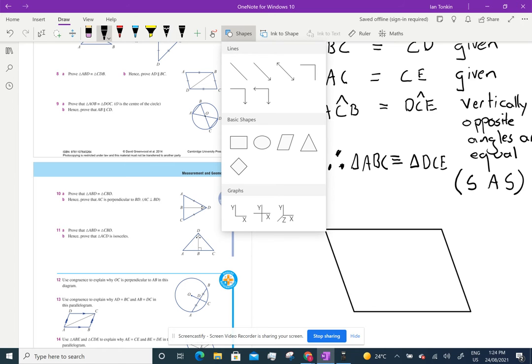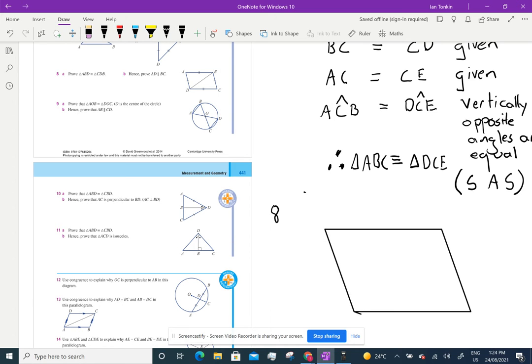And let's put a line in for the diagonal. And let's label it A, B, C, D. Let's put our symbols on. That's equal. That's equal. That's equal. Whoops. Let's undo a couple of them. That's only got one. That's got two. And that's got one. Okay.